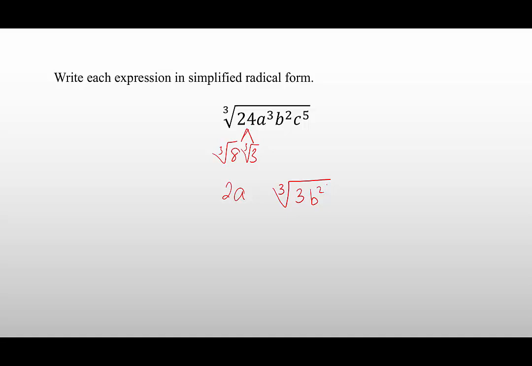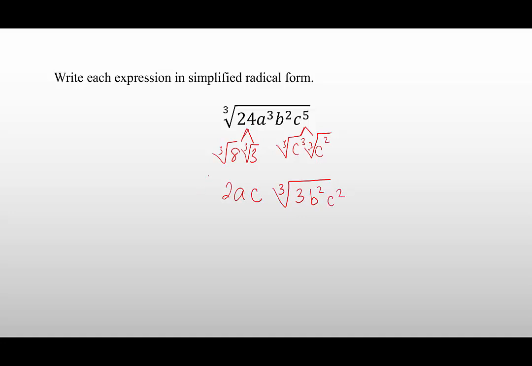How about c to the 5th? So we do have a perfect cube factor in c to the 5th. The largest multiple of 3 that we can get is 3 itself. So we're going to rewrite c to the 5th as c cubed times c squared. We can take the cubed root of c cubed, right? The cubed root of c cubed is c, and then the c squared will be stuck under the radical.